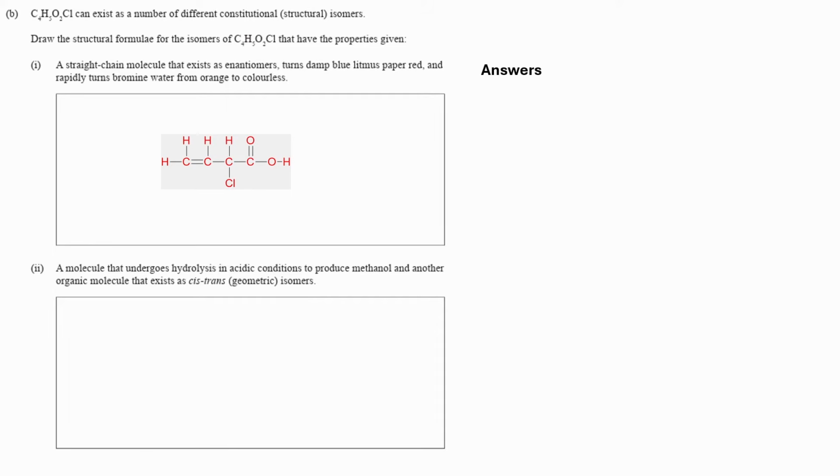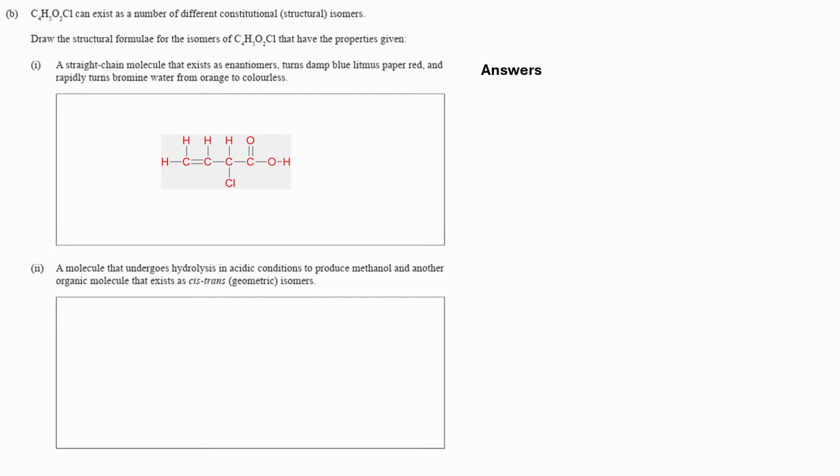Now, stay with me here. So let's see if this meets all the requirements. Does it have enantiomers? Right. Does it have a carbon that has 4 different groups coming off it? Yes, it does. This carbon, the third carbon along, has a hydrogen, a chlorine, this carboxylic acid group on the right, and this double bond on the left. So it has 4 different groups.